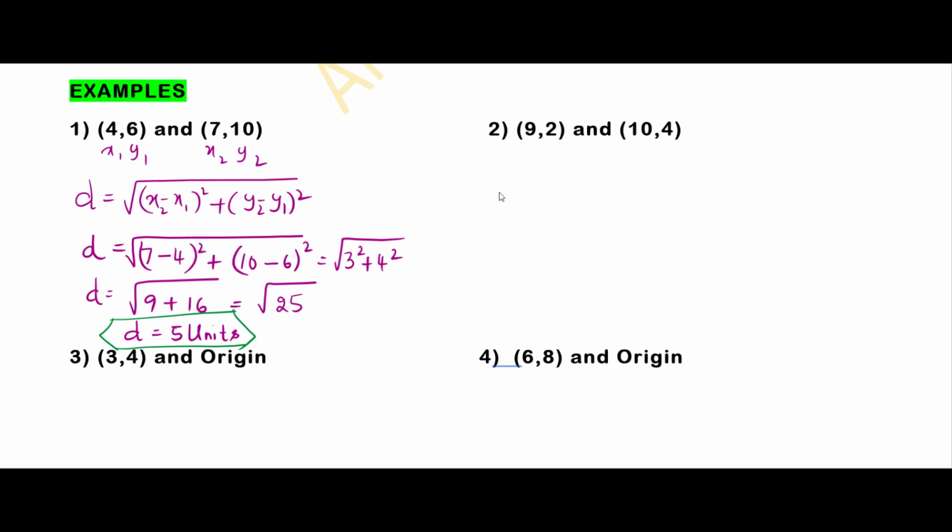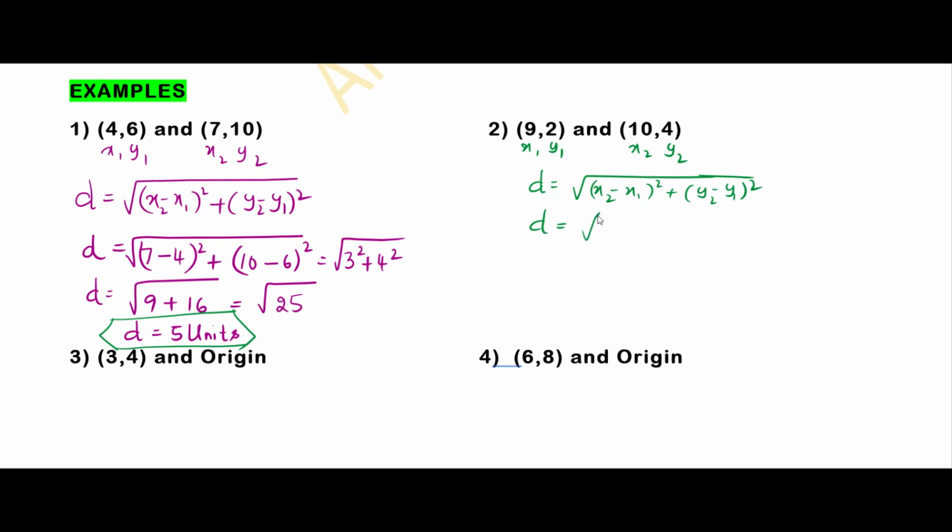One more question I'll solve, and try to solve with me itself. We need to find out the distance between the points (9, 2) and (10, 4). I'll consider (9, 2) as (x1, y1) and (10, 4) as (x2, y2). What is x1? x1 is 9, y1 is 2. What is x2? x2 is 10, y2 is 4. Now distance formula d equals square root of (x2 minus x1) whole square plus (y2 minus y1) whole square.